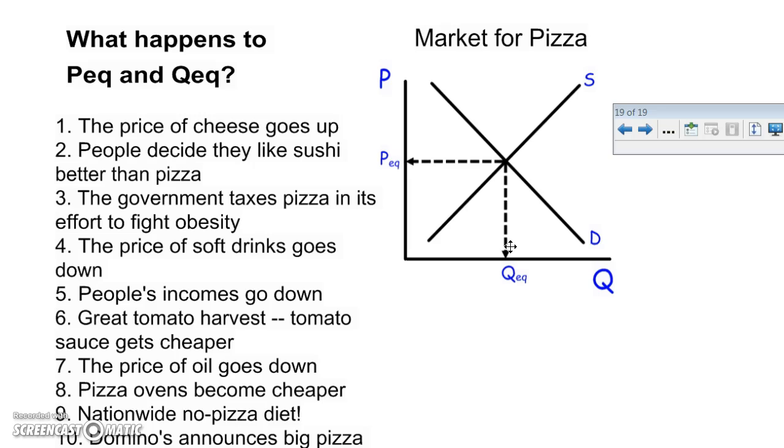Number 6, a great tomato harvest, cheaper tomato sauce. That's going to be one of the ingredients, one of the resources for pizza, so supply will shift to the right. We'll have a new supply curve over here, lower price, higher quantity. The price of oil goes down.